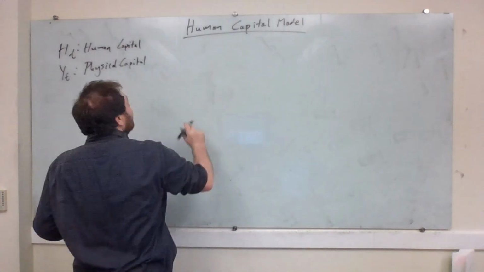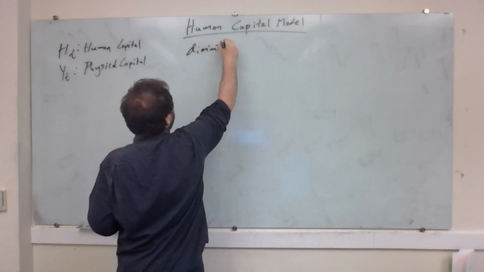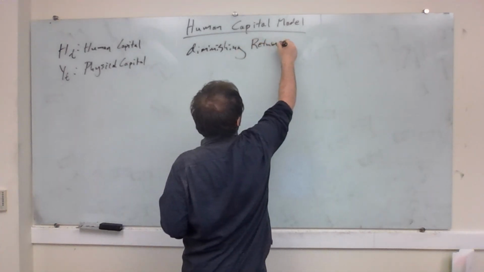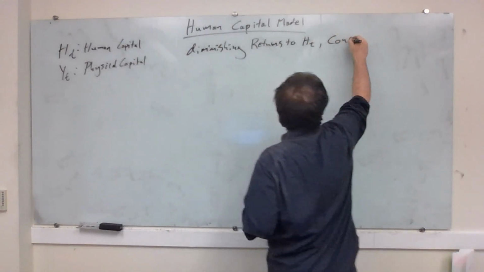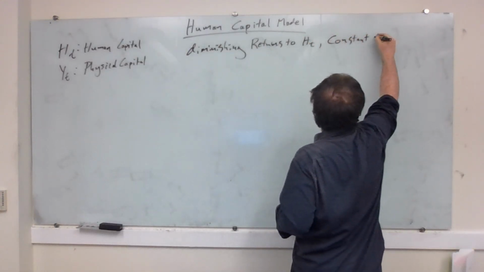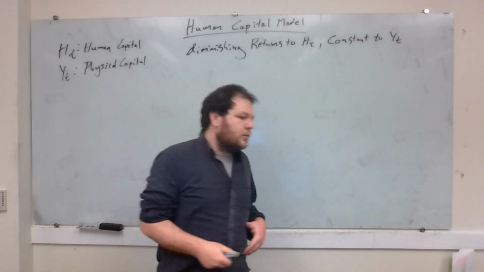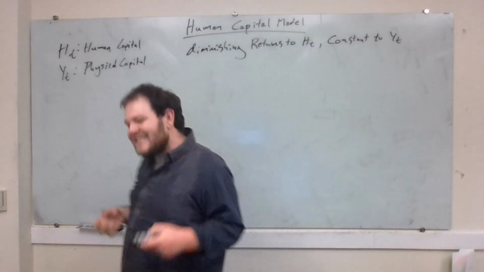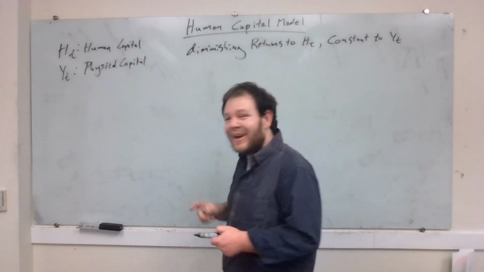So we can say that diminishing returns to human capital, constant returns to YT. Why is that? Because unless you're Jeff Bezos, whatever your family invests in the stock market isn't going to flood the stock market with so much money that investment returns go down, right?